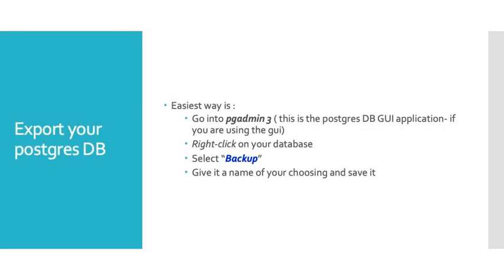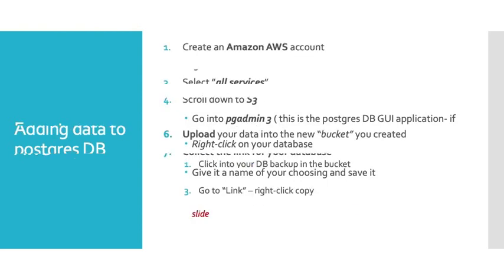Up until this point, we may be able to see our application, but we sure can't see the data, and that's because we've done nothing with the data yet. So if you're using a Postgres DB, the easiest way to export your data to get it ready to bring up to AWS is to go into the GUI, pgAdmin 3, and to right-click on your database and select Backup. Give it any name of your choosing and save it.